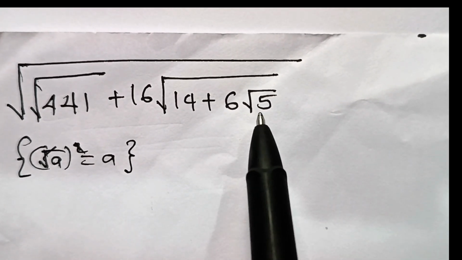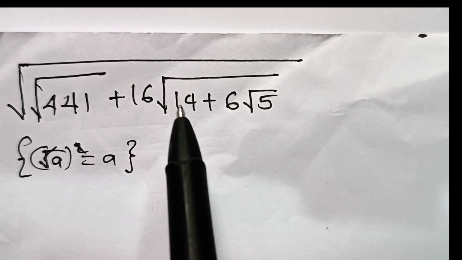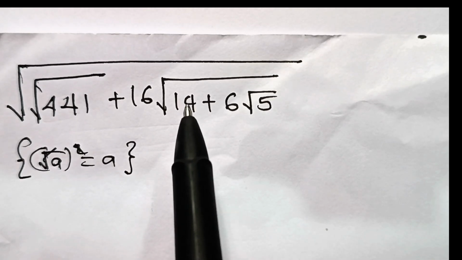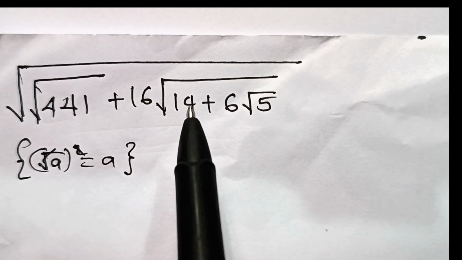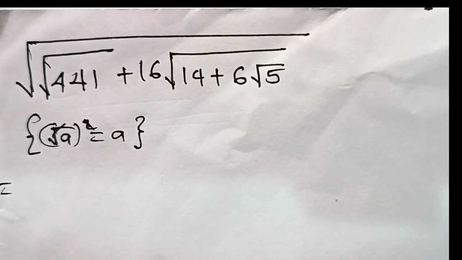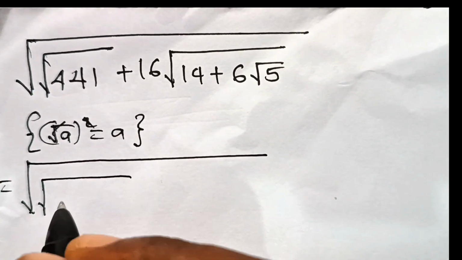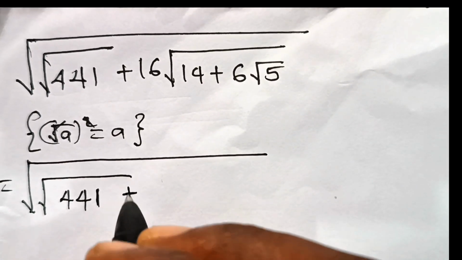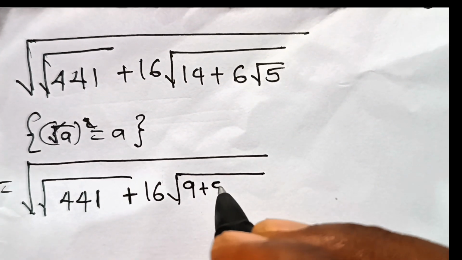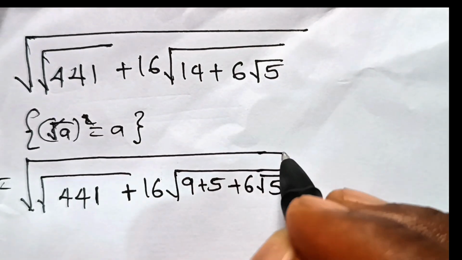Now, this is the easiest way to manipulate this. We have root 5 here. Can we get 5 from here? Yes. 9 plus 5 is what? 14. So that is the first thing we need to do. We are going to see why I had to check that. So we start with, this is equal to the square root of 441 plus 16 roots. Now 14 is 9 plus 5, plus 6 root 5.